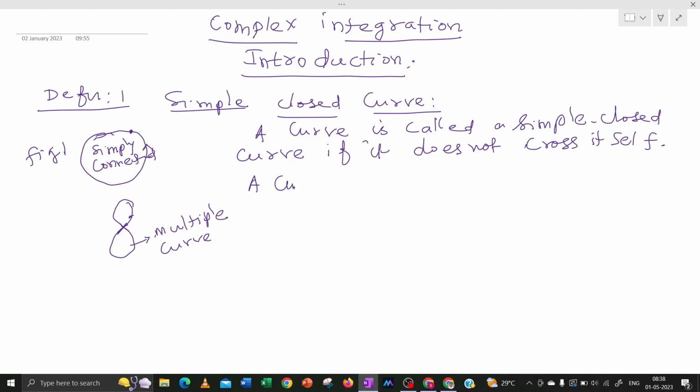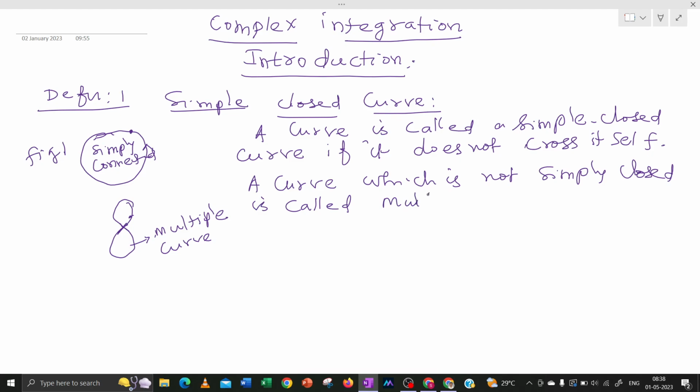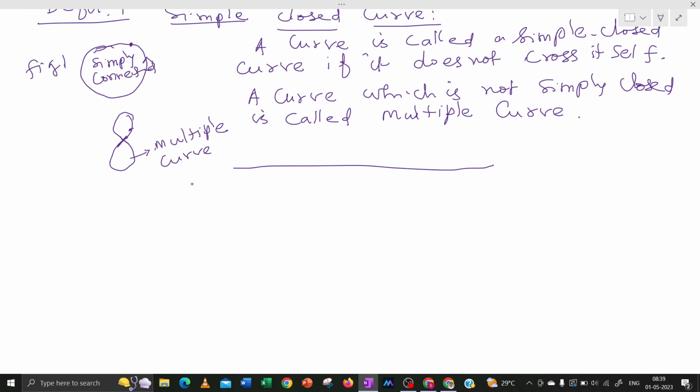A curve which is not simply closed is called multiple. This is one important definition in complex integration. Then one more important definition, simply connected region.